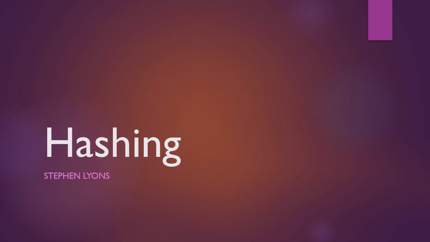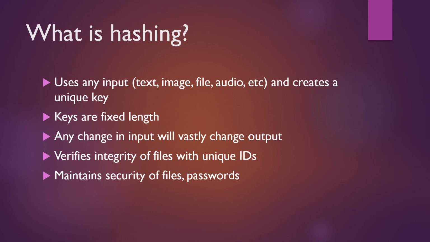This is going to be a quick little instructional about hashing and what hashing is and what it does. So what is hashing? Hashing takes any input, image, text, file, audio, and it creates a unique key out of it. The keys are a fixed length, so an SHA-256 value is always going to be a certain amount of characters. Same with an SHA-1, it's also going to be the same amount of characters.